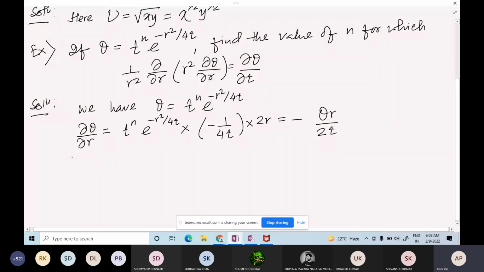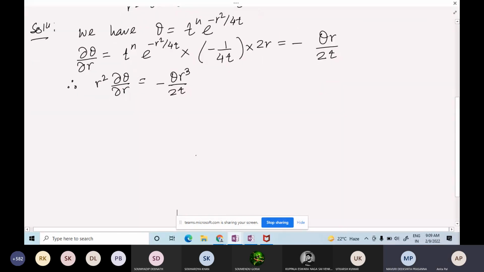Therefore, r square del theta by del r will be minus theta r cube by 2t, because we have just multiplied r square on both sides. Getting some sounds, all of you please mute yourself.